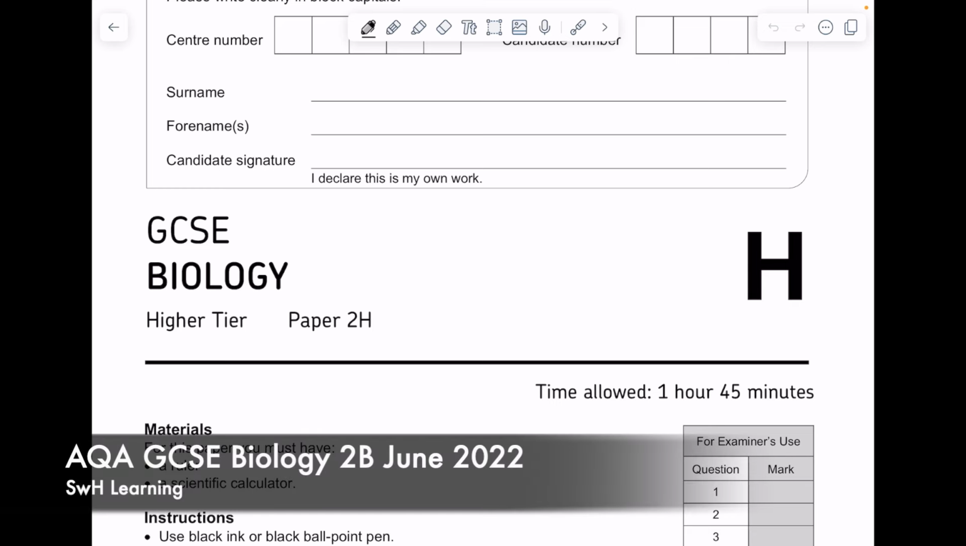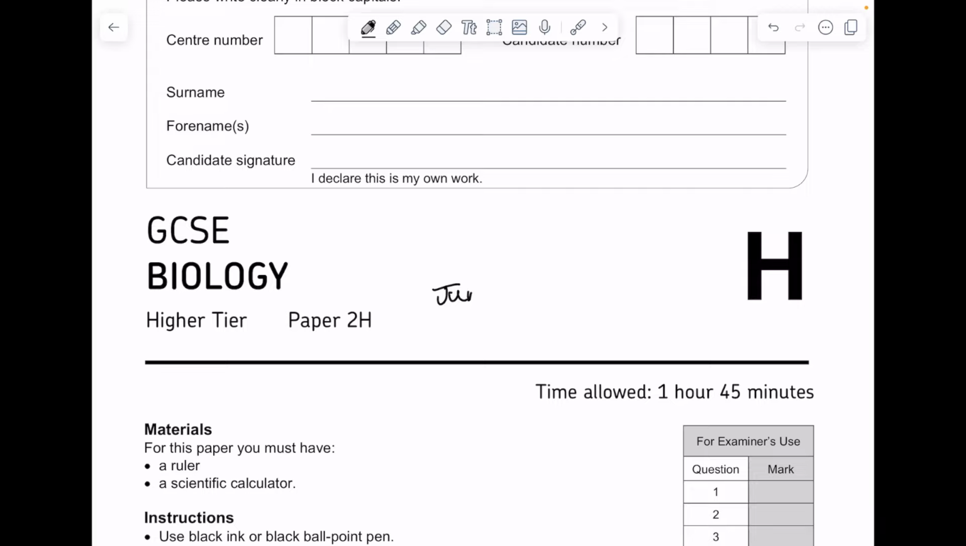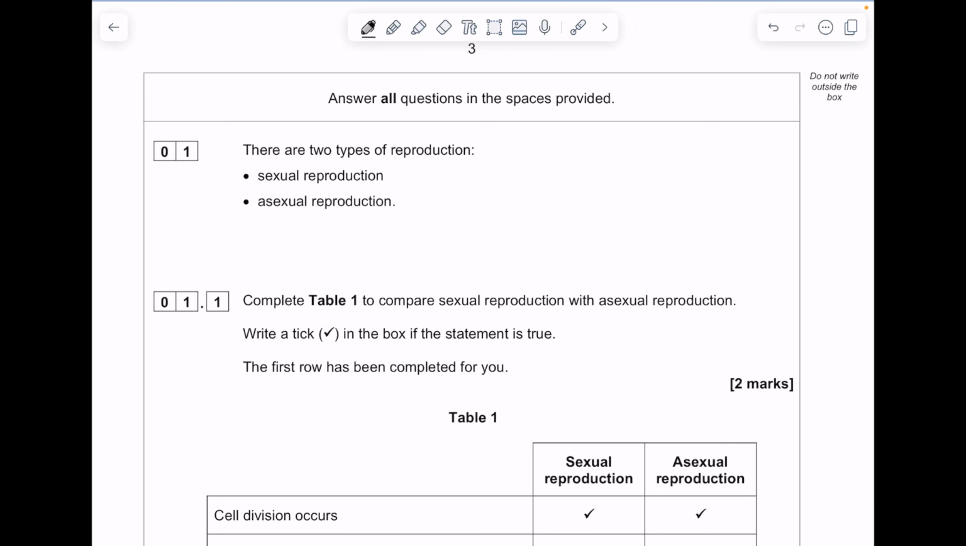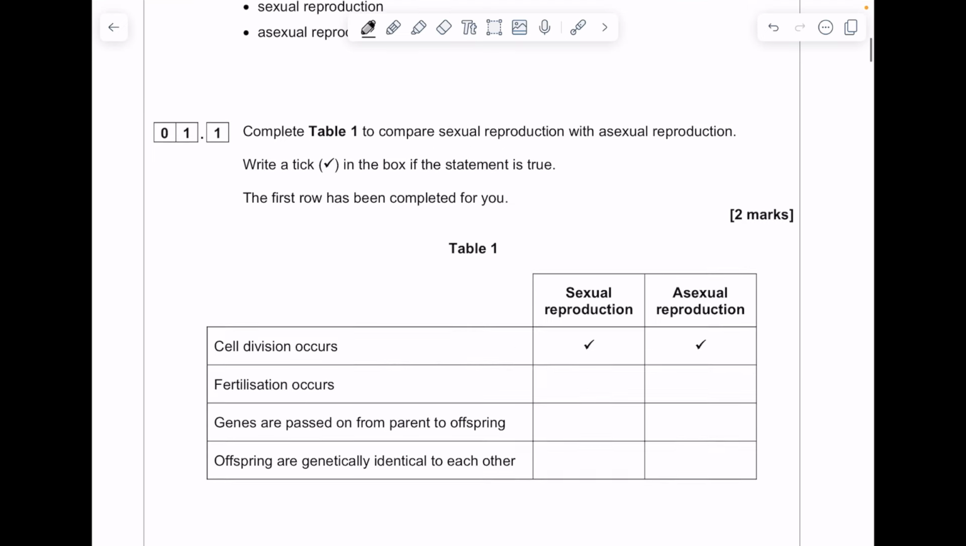This is a GCSE Biology AQA Higher Tier Paper 2H from June 22. There are two types of reproduction, sexual and asexual. Complete table 1 to compare sexual with asexual reproduction. Write a tick in the box if the statement is true. The first row has been completed.